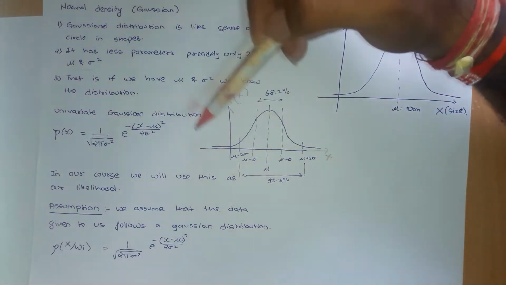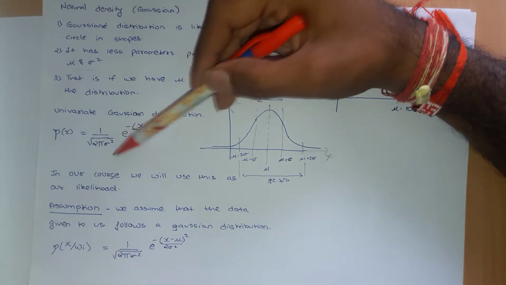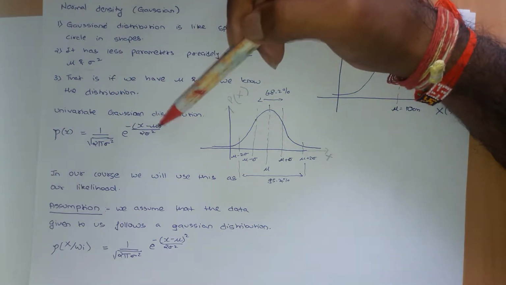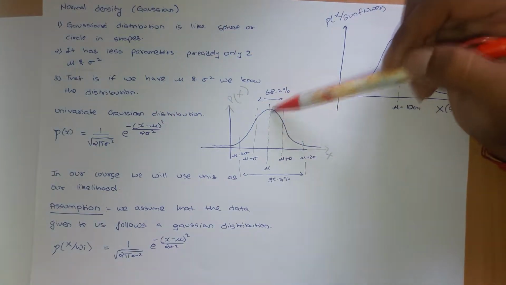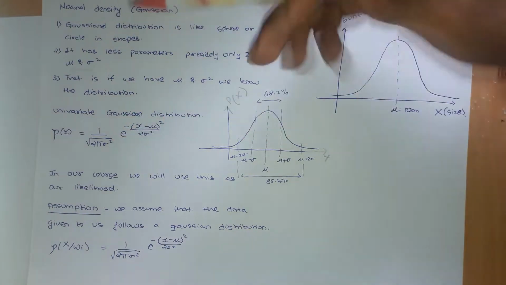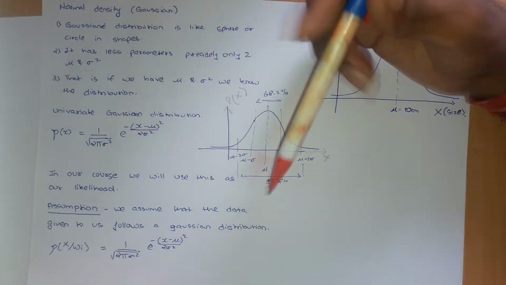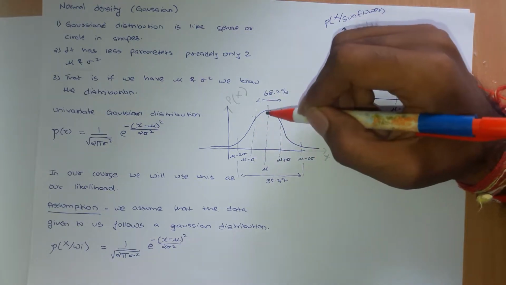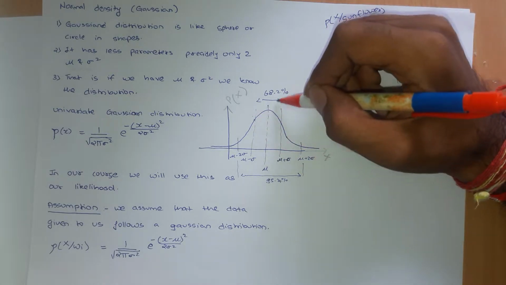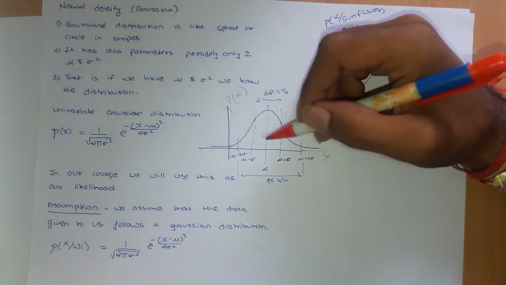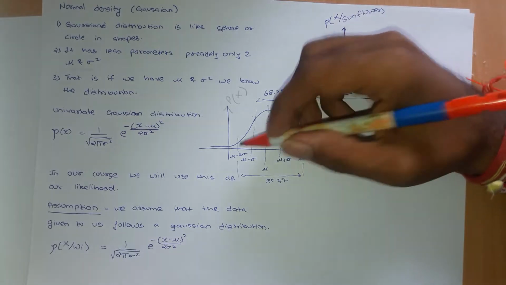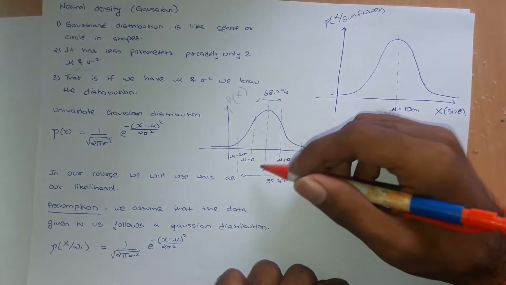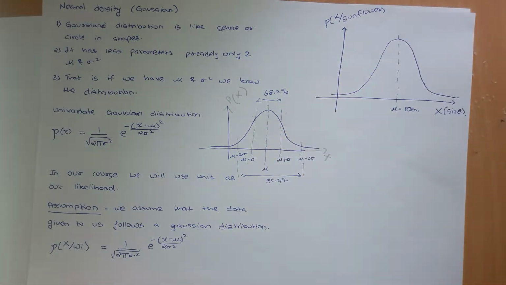If you see the formula of the Gaussian distribution, there are only two terms that are unknown, sigma square and mu. Mu will decide where the center of the Gaussian distribution will be, and sigma square will decide its spread. Mu minus sigma and mu plus sigma will always cover 68.2% of the total area of the Gaussian curve, and mu minus 2 sigma and mu plus 2 sigma will always cover 95%.